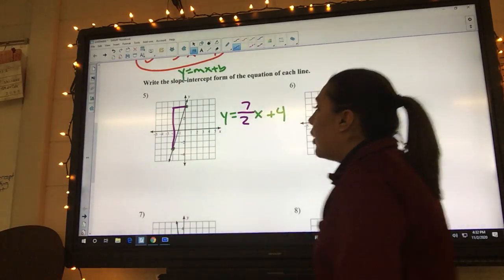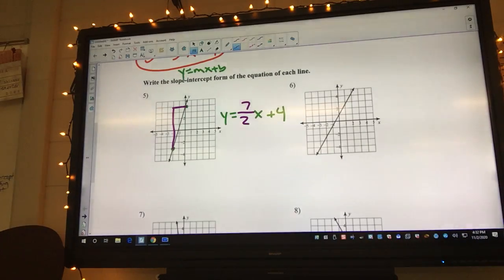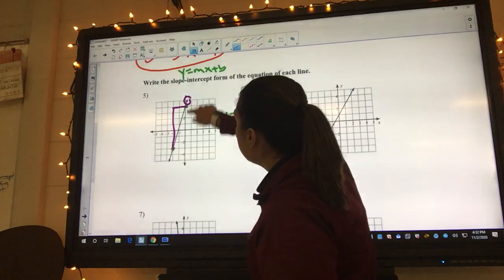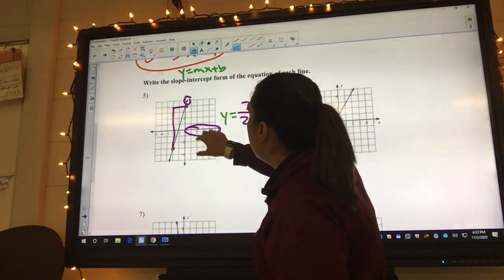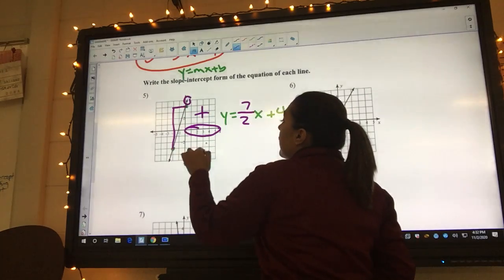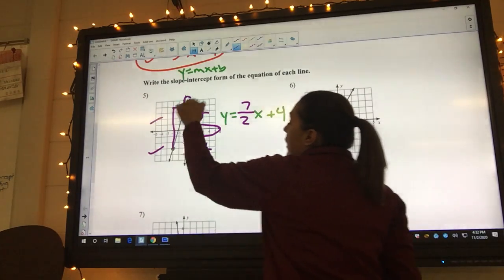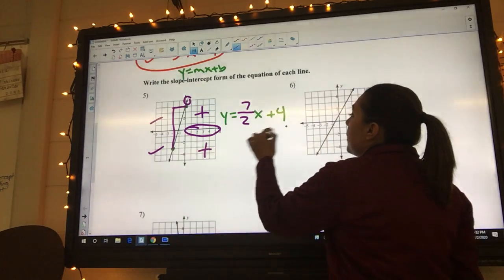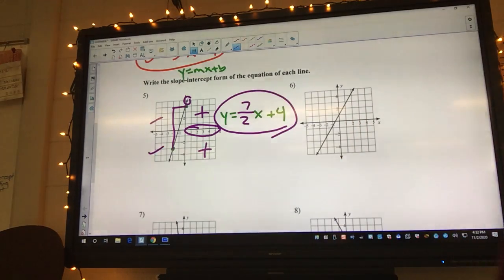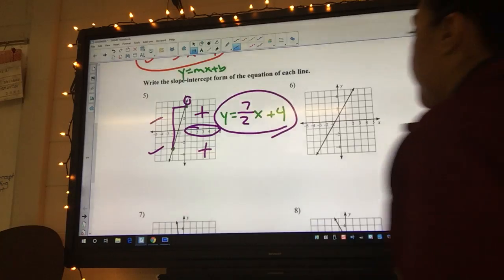And we say, well, are we going to the left or right? Is that line positive or negative? And you can look at this top arrow. Well, this top arrow is on the positive side. So these are all positives, and these are all negatives. Well, it's on the positive side, so I know my slope should be positive. So it's going to look like that. Y equals 7 over 2x plus 4.